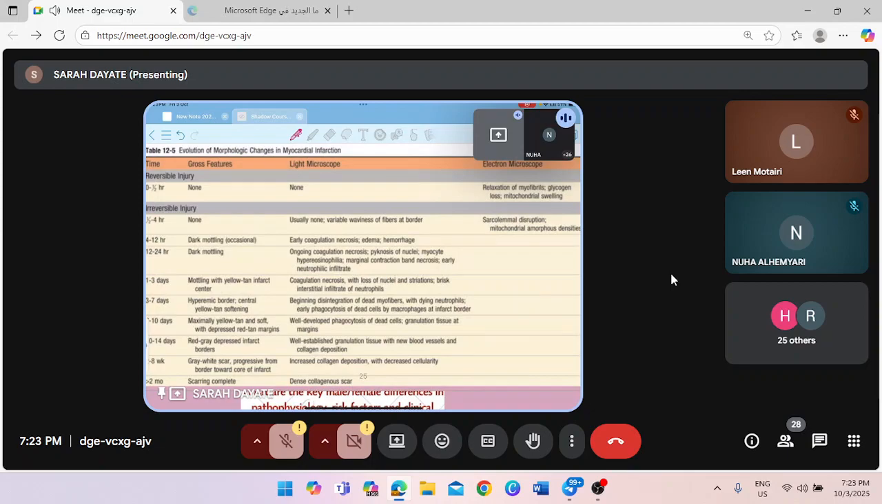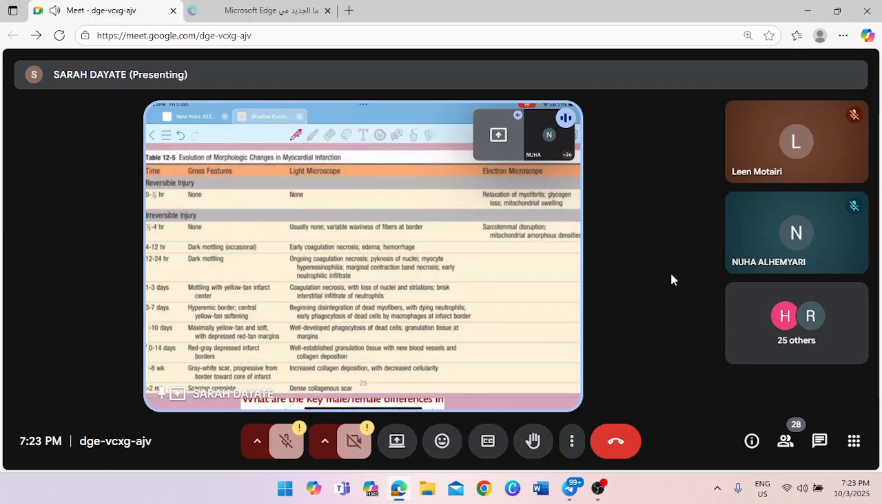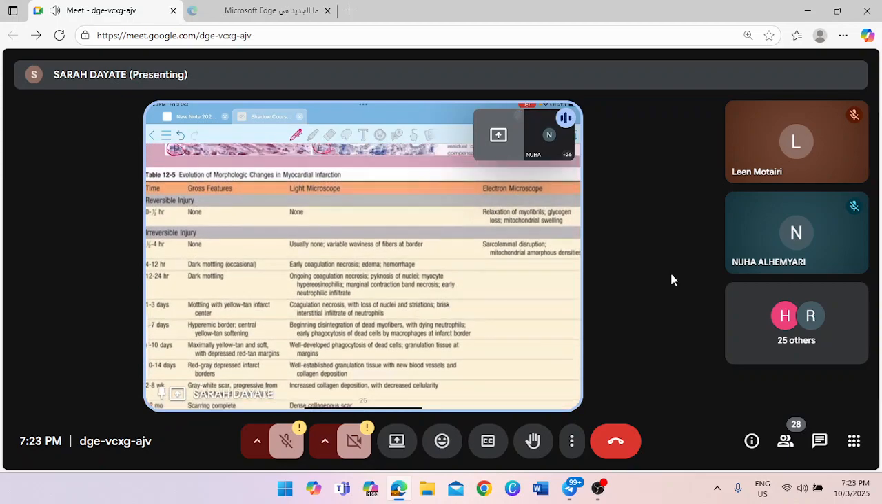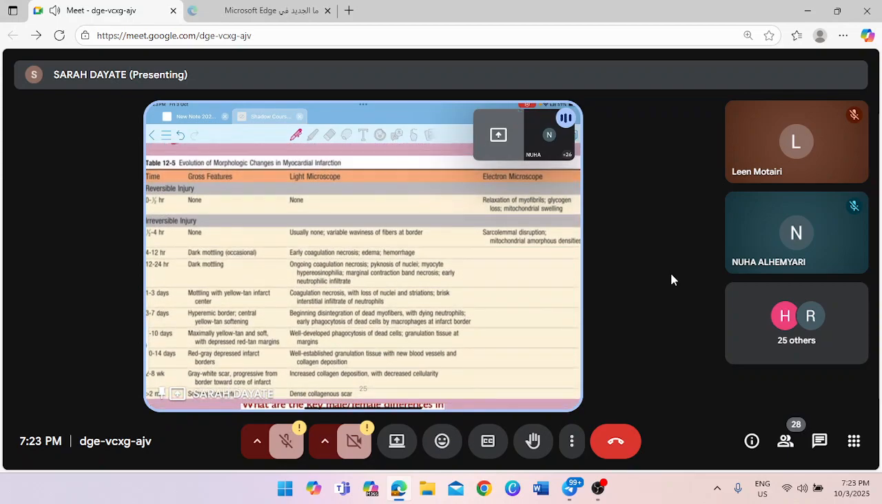Here the reversible or irreversible injury. I think this one you took with Dr. Wael's lecture or Dr. Dalia's. So here after half an hour, or 30 minutes, we can say that you can reverse the infarct. Okay, so in the light microscope, you will see no changes, but under the electron microscope, you will see relaxation of the myofibrils, glycogen loss, and mitochondrial swelling. So the ATP has been depleted. Okay, this is why lactic acid will start to form.